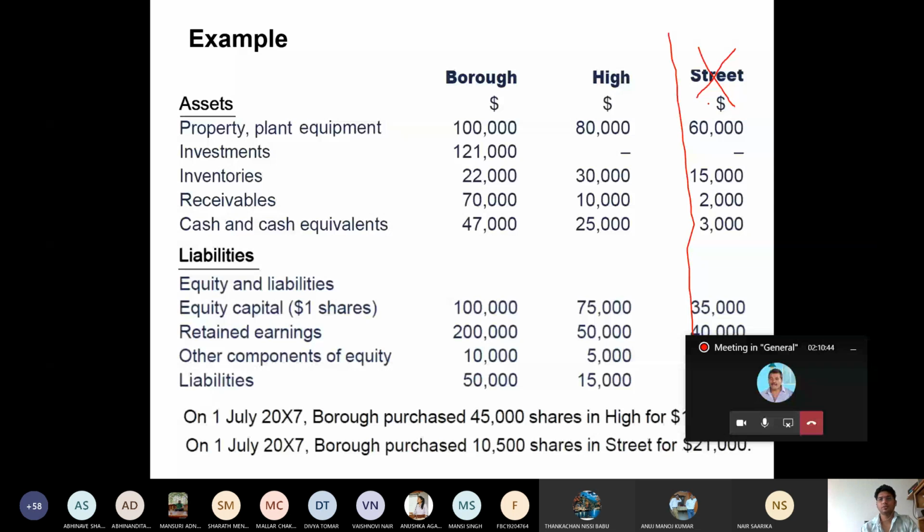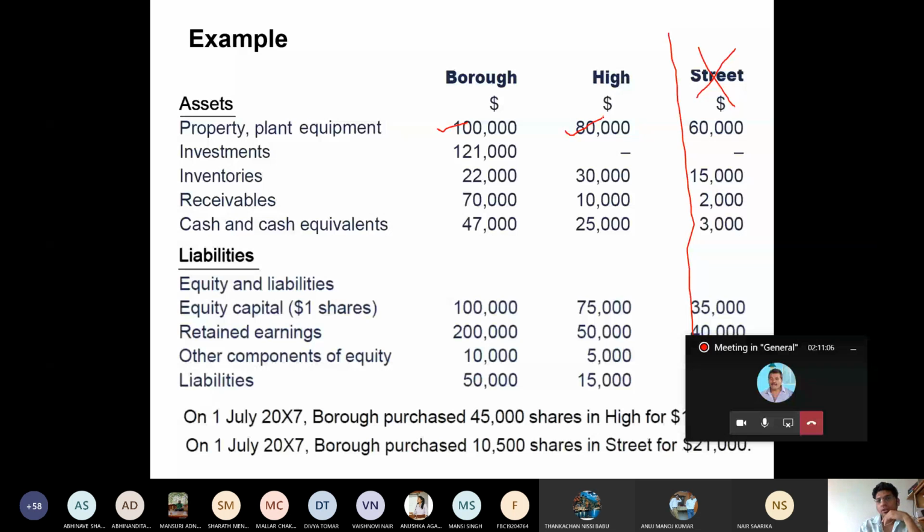Okay. So let us not focus on Street now. Now let us see. Right now I have to make the consolidated balance sheet. So what will come in the balance sheet? This 1 lakh will appear, this 80,000 will appear. No problem.